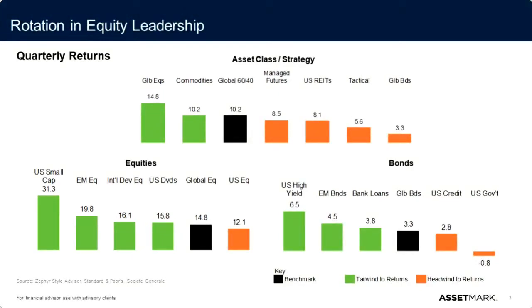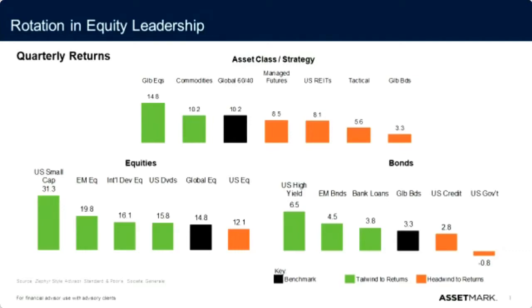When you're looking at this chart, we've got our quarterly returns, and at the bottom right-hand corner, you see the key. You've got black is the benchmark. You've got green are asset classes that have tailwind returns. In other words, there was something pushing them along. And then the orange had headwind to the returns. In other words, they were really fighting just to get the returns that they got.